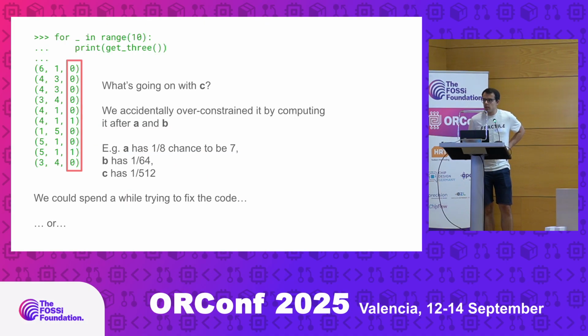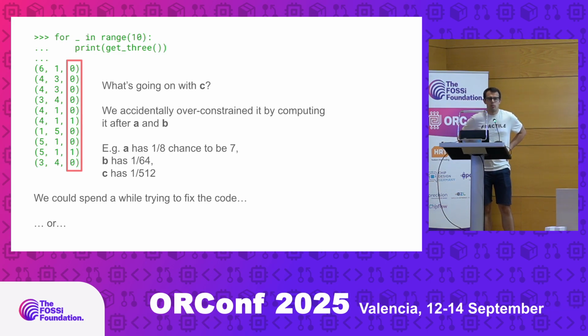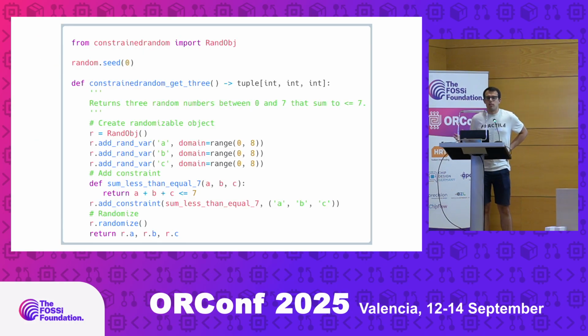However, when you run it, you've over-constrained C. Because you've made it go last, it's now extremely improbable for C to ever take on large values, so you've completely ruined your chances of it being an even distribution with that algorithm. You could spend a while thinking about that: how would I generate a properly even statistical distribution? Or you could take a different approach. You could do it in the declarative style.